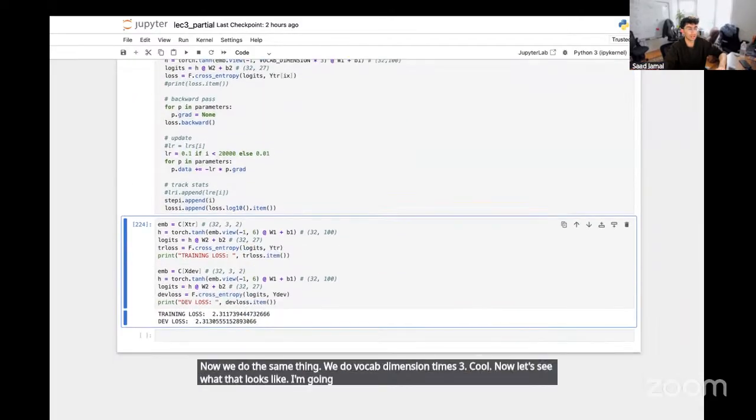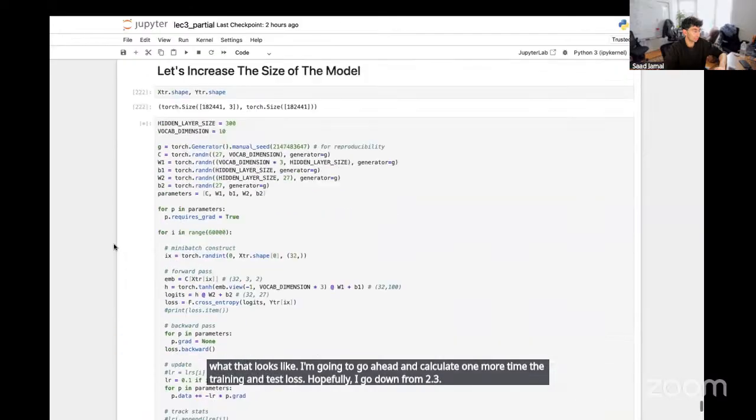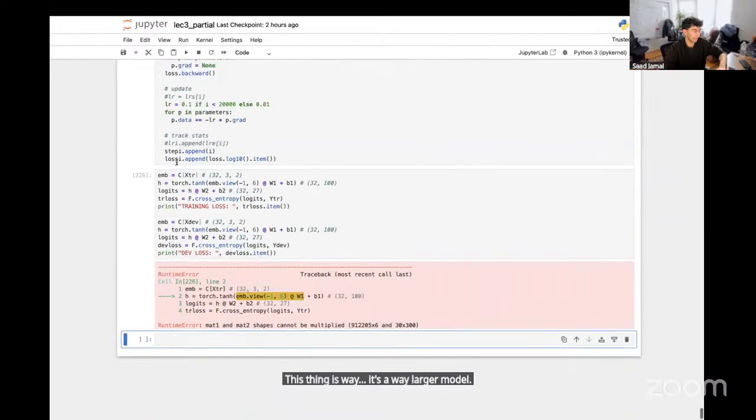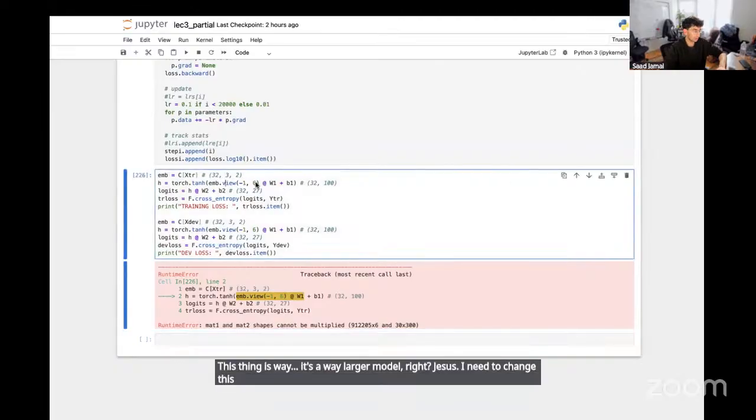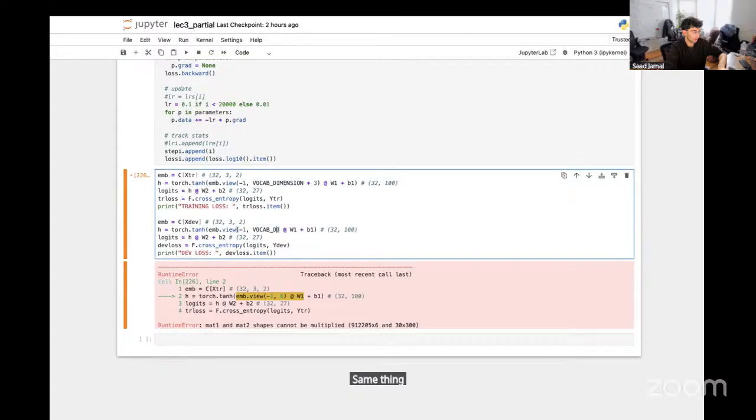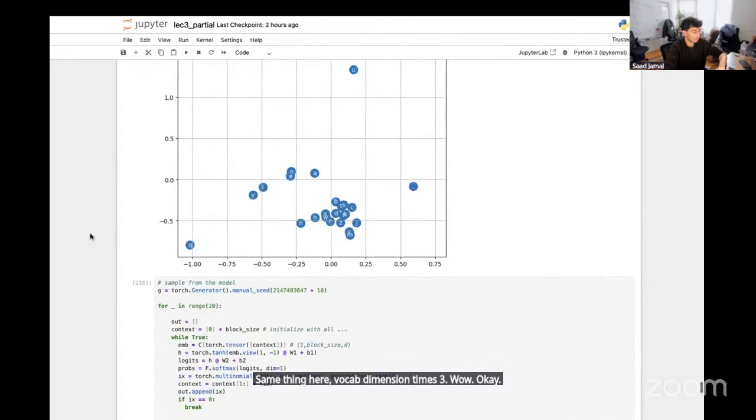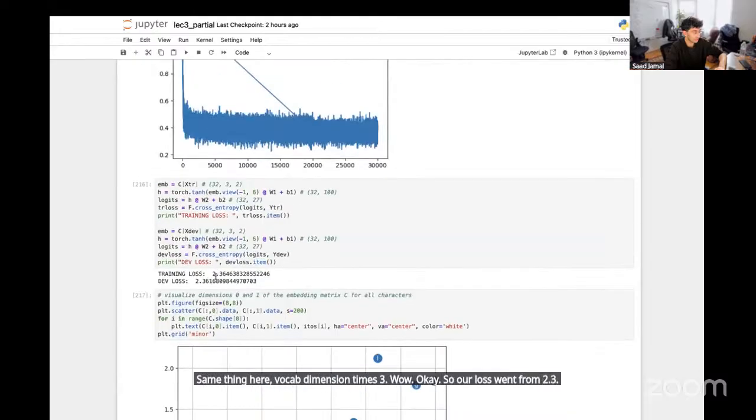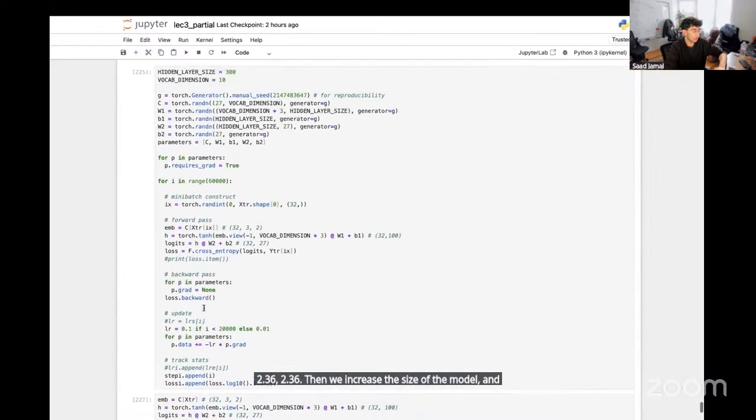I'm going to calculate one more time the training and test loss. Hopefully I go down from 2.3. This is a way larger model. I need to change this to be, remember, it's not 6 in the forward pass. It's vocab dimension times 3. Same thing here, vocab dimension times 3. Wow, okay, so our loss went from 2.36 to 2.3, then we increased the size of the model and it went down to 2.25.